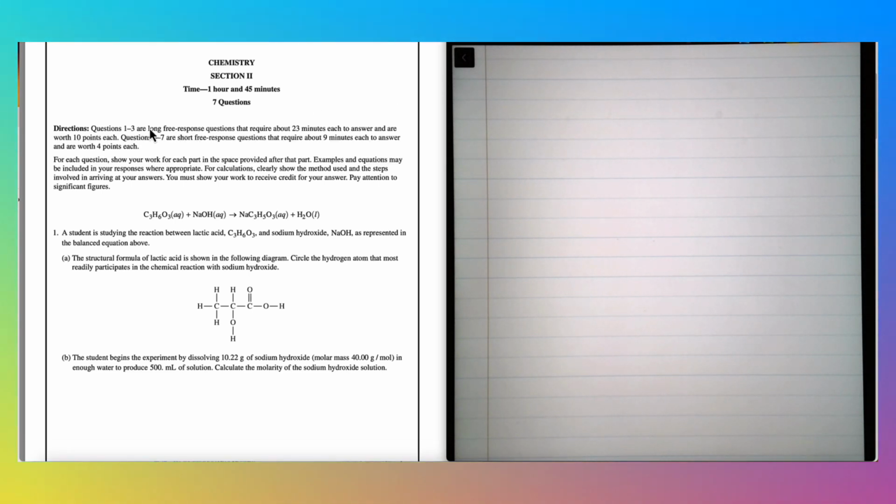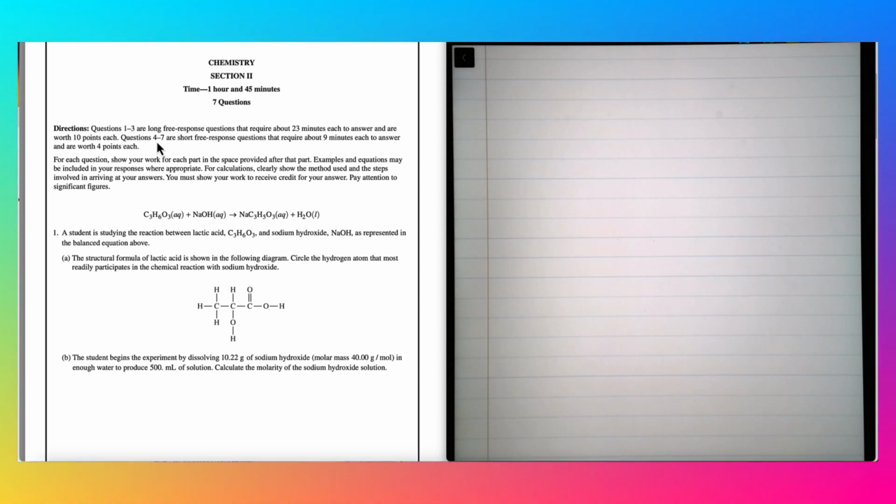As you can see in the directions, questions 1 through 3 are long free response questions, and you should spend about 23 minutes to answer. They're worth 10 points each. That's a lot. You get 30 points from the first 3, and if you skip any of these, it can be detrimental to your score.